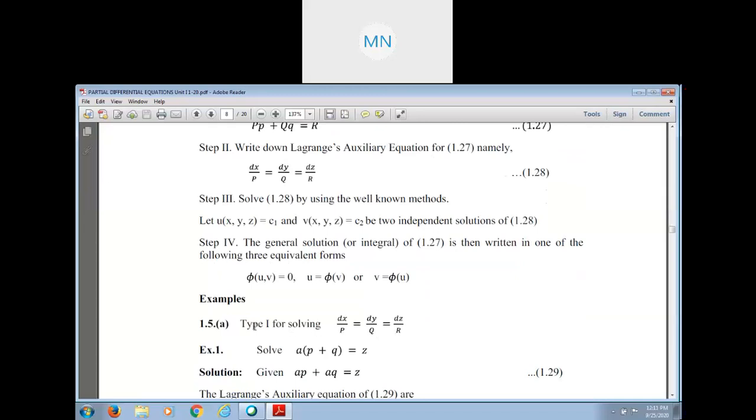Suppose type 1. There are three types of equation. First we consider type 1. For solving this type of equation, the first type of equation looks like dx by P equals dy by Q equals dz by R.